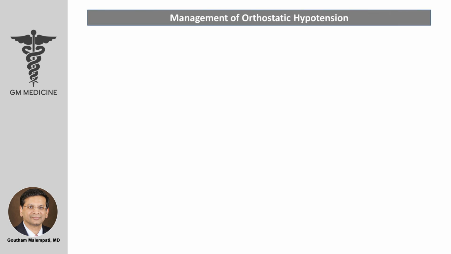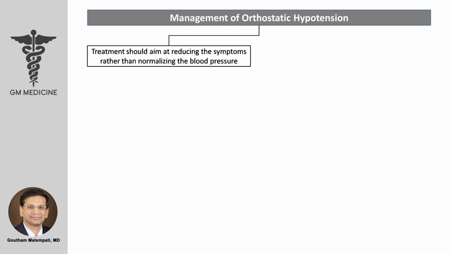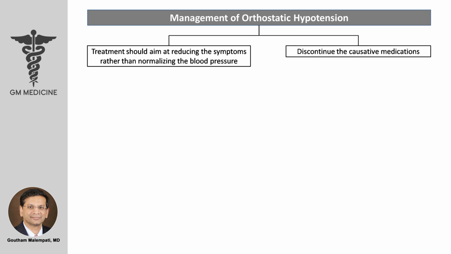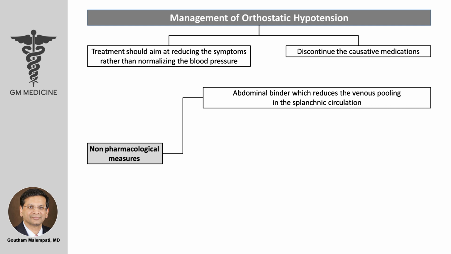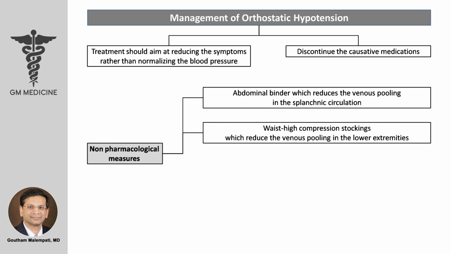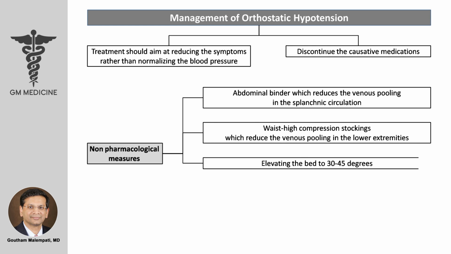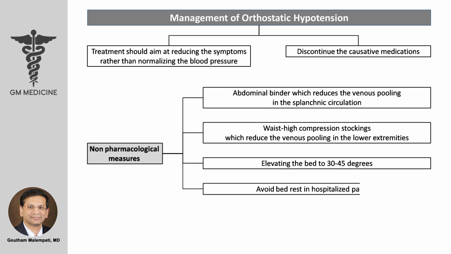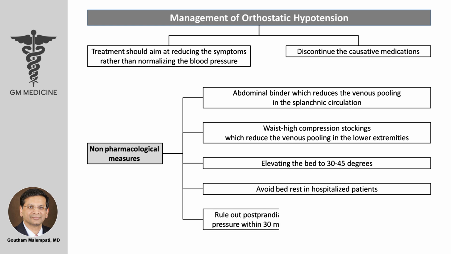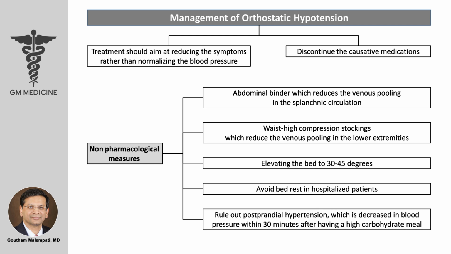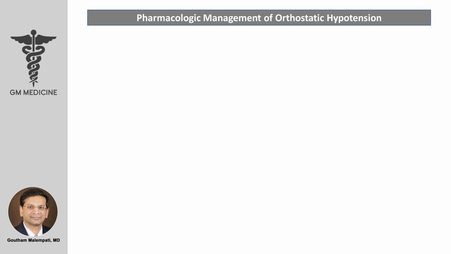Management of orthostatic hypotension. Treatment should aim at reducing the symptoms rather than normalizing the blood pressure. One should discontinue the causative medications. Non-pharmacological measures include an abdominal binder, which reduces the venous pooling in the splanchnic circulation, waist-high compression stockings, which reduce the venous pooling in the lower extremities, elevating the head of the bed to 30 to 45 degrees, and avoiding bed rest in hospitalized patients. One has to rule out postprandial hypotension, which is a decrease in blood pressure within 30 minutes after having a high carbohydrate meal.